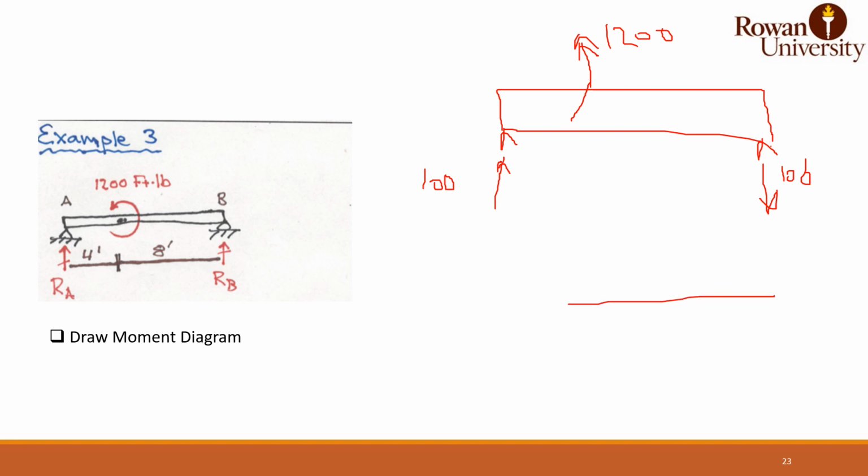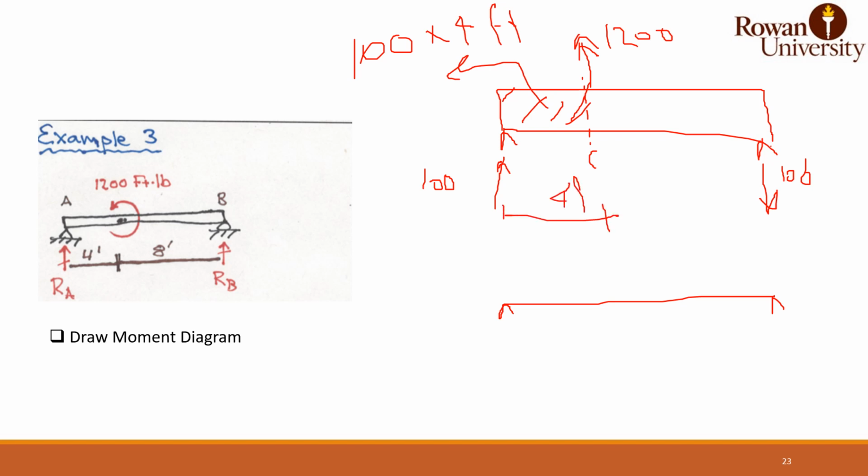To get the moment, it's actually the same way. If at this point we call it C, you will need to take the area of this shape, which is going to be 100 times 4 feet, because this distance is 4 feet. And you can draw it in either way. If you want to draw it the 400 in this direction, because the total is 400.